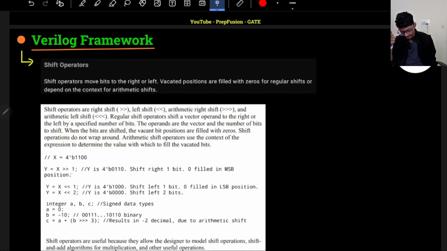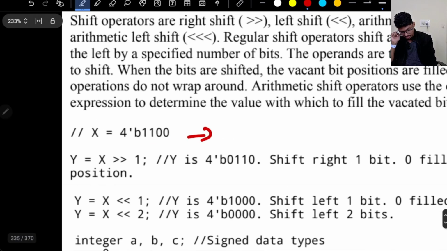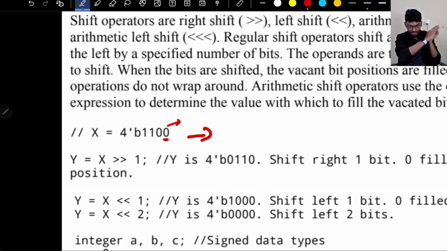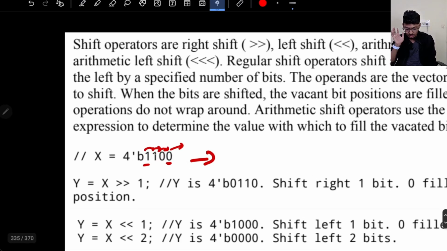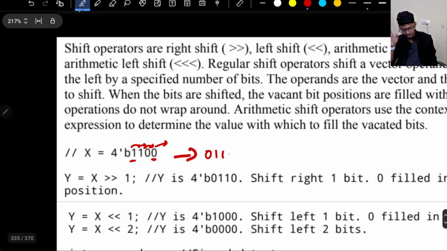Okay, so if I write here x right shift 1, that means shift all the bits by position 1. The last bit on the right will go to the dustbin because I'm shifting it to the right and I don't have anything to the right. The second LSB will go here, this will come here, this will come here. Now this position is empty, so for a regular right shift, we replace the empty position with 0. Ultimately it will be 0 1 1 0, which is what is written over here.